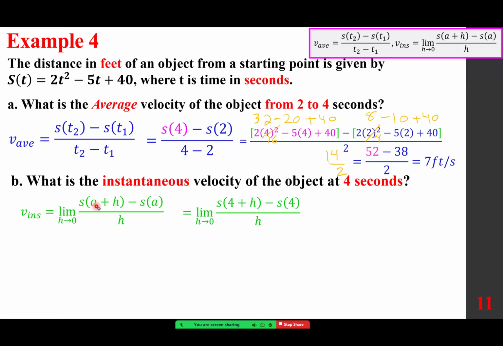Now we're going to plug in and evaluate. So the limit as h approaches 0, the denominator is h. We want to find this one. So 2 times 4 plus h squared minus 5 times 4 plus h plus 40 minus s of 4. Now, I can plug in and evaluate it. Or remember, s of 4, we have 52 here. So we can leave it as 52.